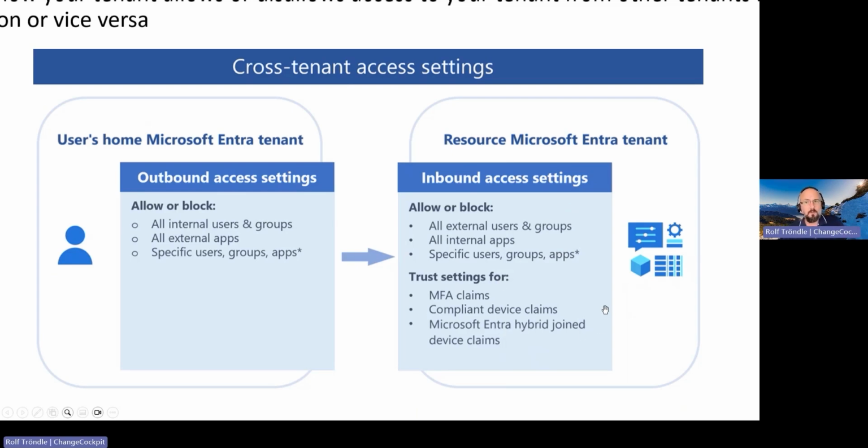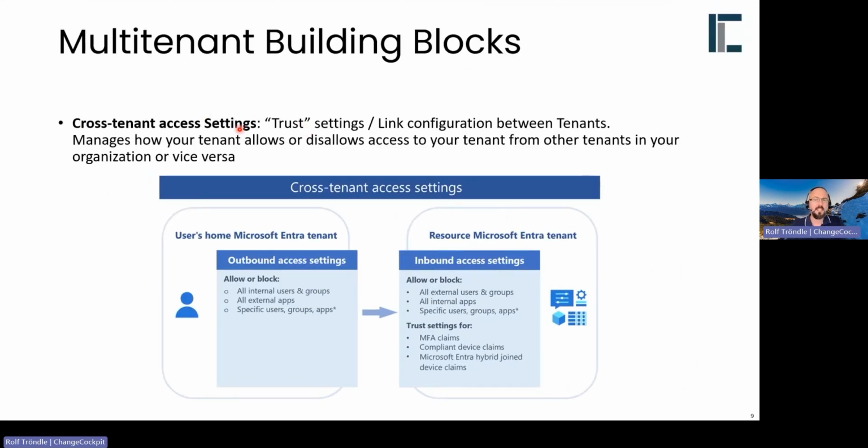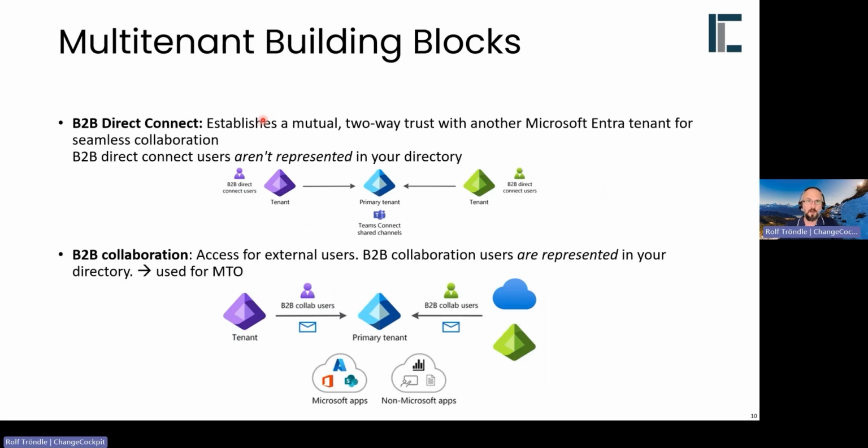Also for compliant devices, if it's compliant in the user's home tenant, we can trust this, but we don't have to configure this trust so deeply. And also the third one is the Entra hybrid joined device claim, and that's in conjunction with conditional access. So that's the first part, cross-tenant access settings. But for multi-tenant organization, we can, but we don't have to configure this ourselves. It can be done using the multi-tenant organization configuration wizard, as we will see in the demo afterwards.